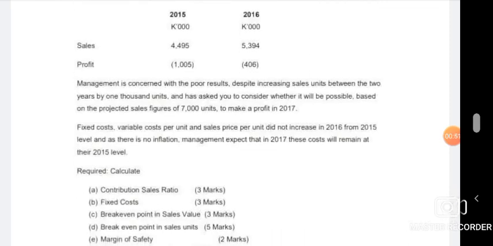Fixed costs, variable costs per unit, and sales price per unit did not increase in 2016 from the 2015 level, and as there is no inflation, management expects that in 2017 these costs will remain at their 2015 level. This data was very key. We'll come back to it. So calculate the contribution sales ratio. Let me write the formula for the CS ratio, and then from there we'll see how best we can calculate the CS ratio with the given information.